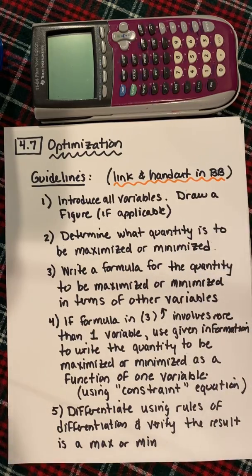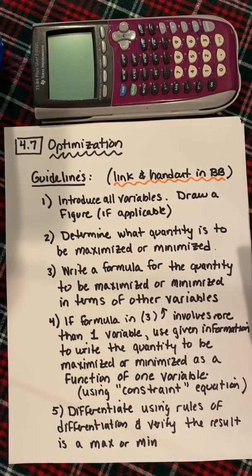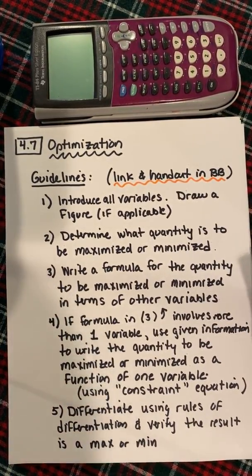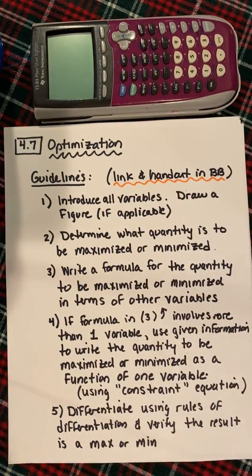So anyway, when we do optimization problems, this is going to be word problems that involve differentiation. Here's the guidelines. You don't have to write this all down, but I will go through it. We want to introduce our variables, and if we can draw a picture, draw a picture. Pictures are often super helpful. We have to decide what we are going to maximize and look for relationships between variables.